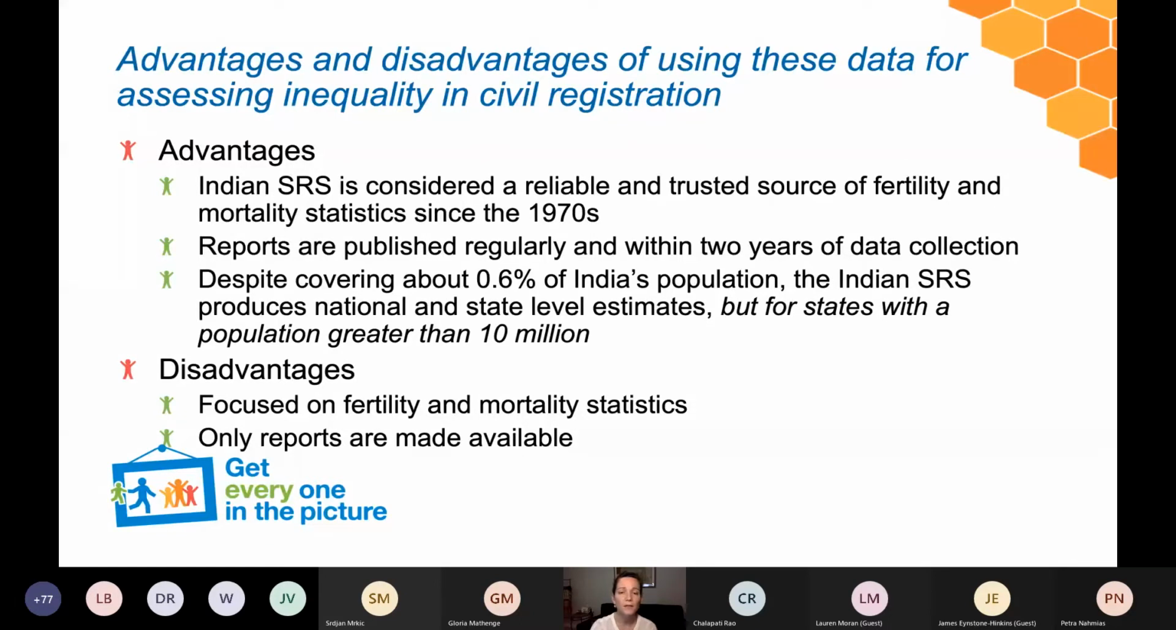Now, the disadvantages of the SRS for assessing inequalities in the civil registration system are specifically that the SRS is designed for vital statistics. So the breadth of indicators, such as those that may be captured in HDSS, which we'll hear about in a moment, or household surveys, which we heard about earlier, focusing on specific populations or underrepresented populations, is quite limited in the SRS. Additionally, data availability for research and more in-depth studies is limited. Access to information is in the form of reports produced by the Office of the Registrar General.